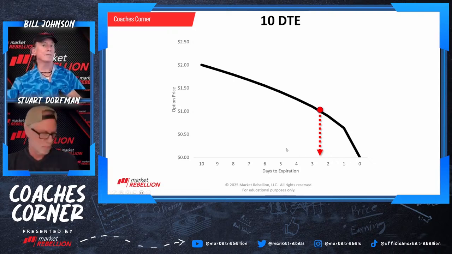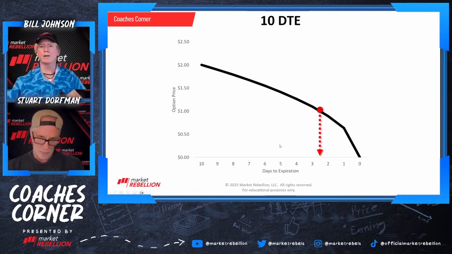Now, with that, let's pull up a pricing model and take a look at some things that you should really consider instead of, or at least not only, theta.